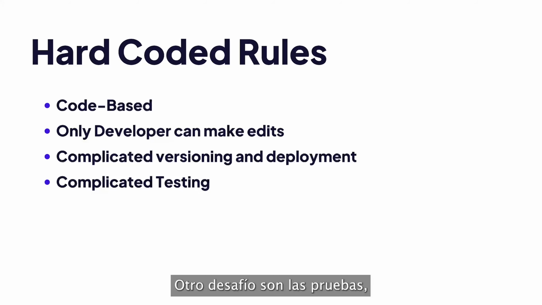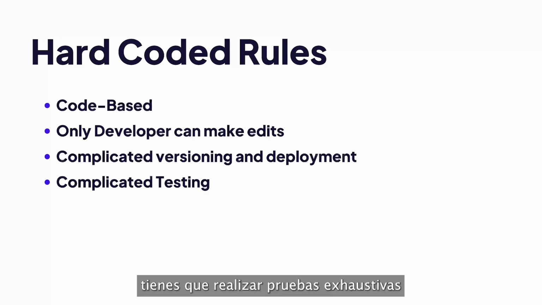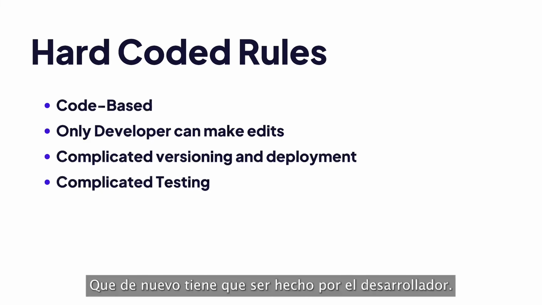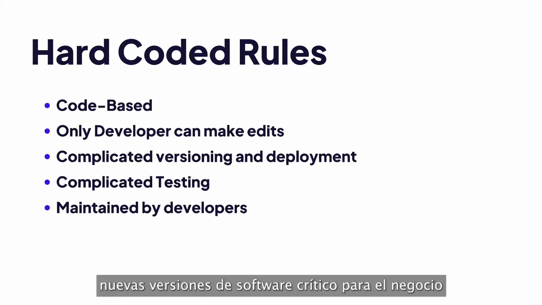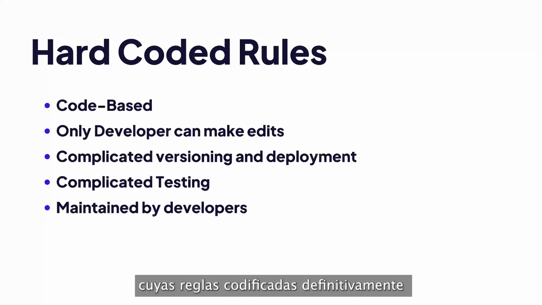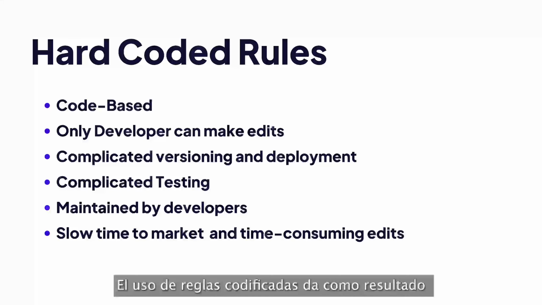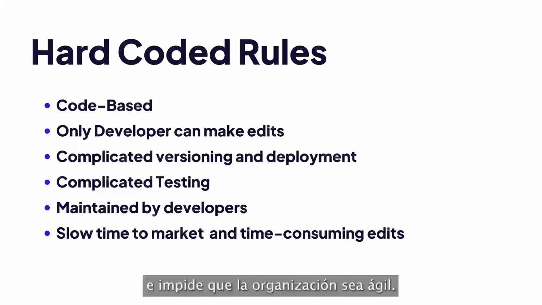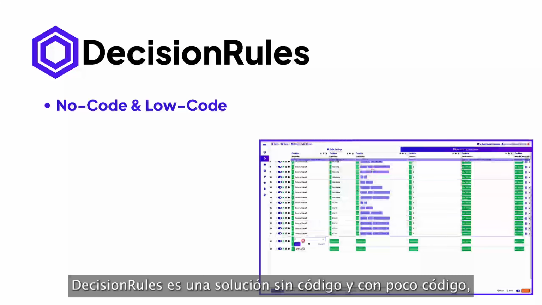Another challenge is the testing. Anytime you make a change in the hard-coded rules, you have to run extensive tests, which again have to be done by the developer. To maintain, edit, and deploy new versions of such a business-critical piece of software, which the hard-coded rules definitely are, you naturally need an entire team of developers. To sum it up, using hard-coded rules results in a slow time to market and prevents the organization from being agile and nimble. In comparison, DecisionRules is a no-code and low-code solution.